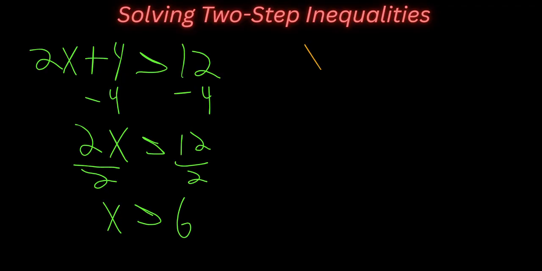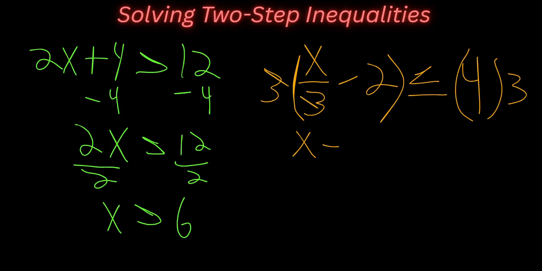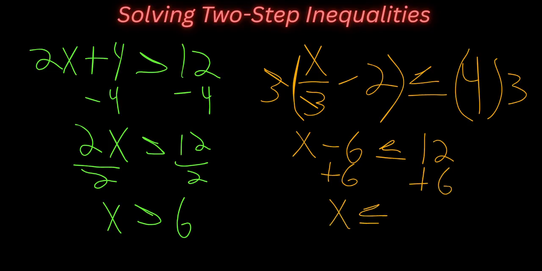Let's do one more example. X divided by 3 minus 2 is less than or equal to 4. All right, this time will be no different, right? The division doesn't change what our steps are. Still, we're going to add 2 to both sides, then multiply both sides by 3 to clear the fraction. We'll find that x is less than or equal to 18.